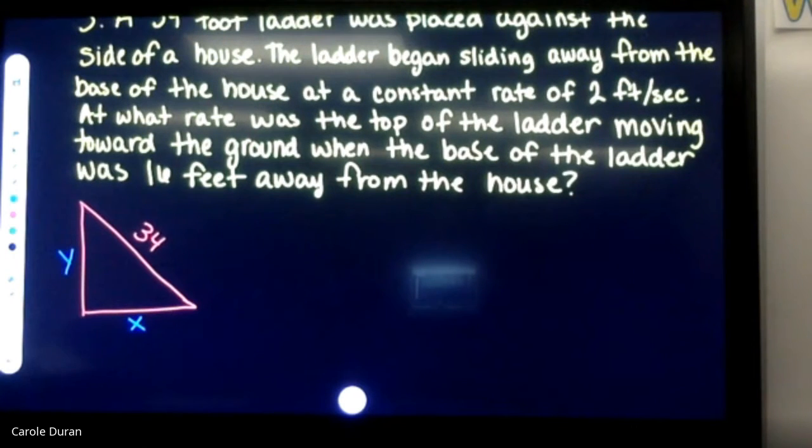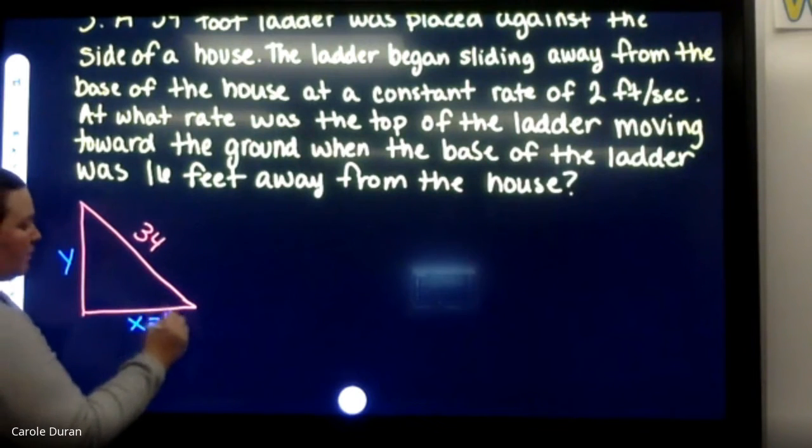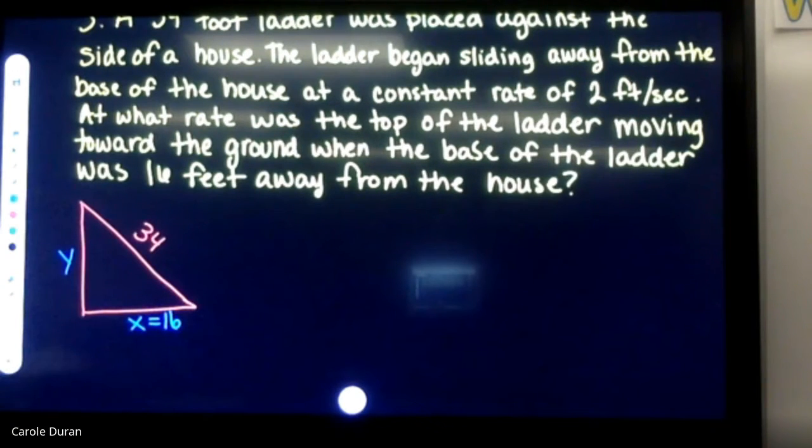I know that the base of my ladder is how far away from my house? 16, so X here will be equal to 16. Do I know anything else about either the height of the top of my ladder from the ground or the base of my ladder from the house? 34. What is the square root of 6? Height.